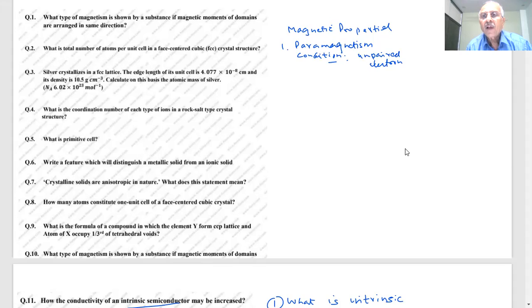What is the story of the electron, student? This is an electron. You are saying the electron is spinning around its axis. So when the electron spins around its axis, how many types of spins are there?